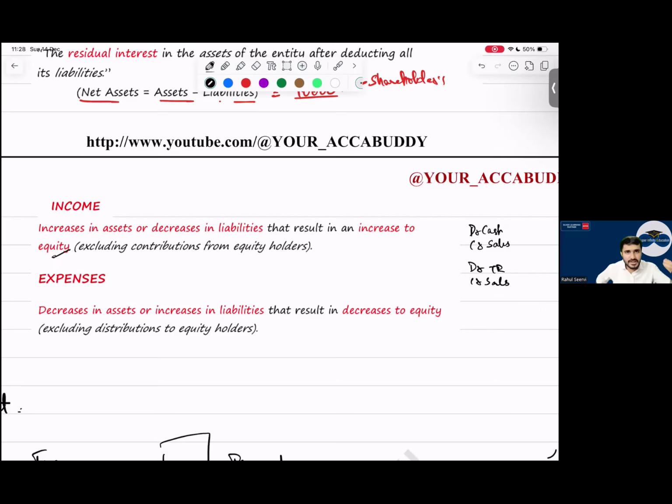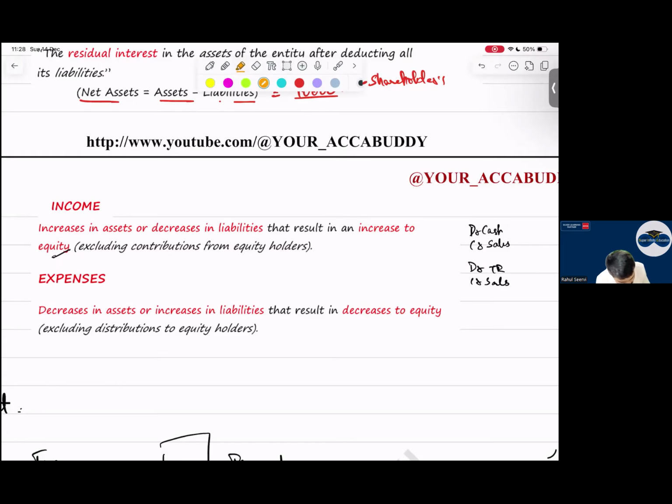If you remember your basic class 11, 12, you had that accounting equation. What is the accounting equation? Asset is equal to liability plus capital. So if there is an effect on the asset side, the capital part, your equity part, also will change. Now one more thing.